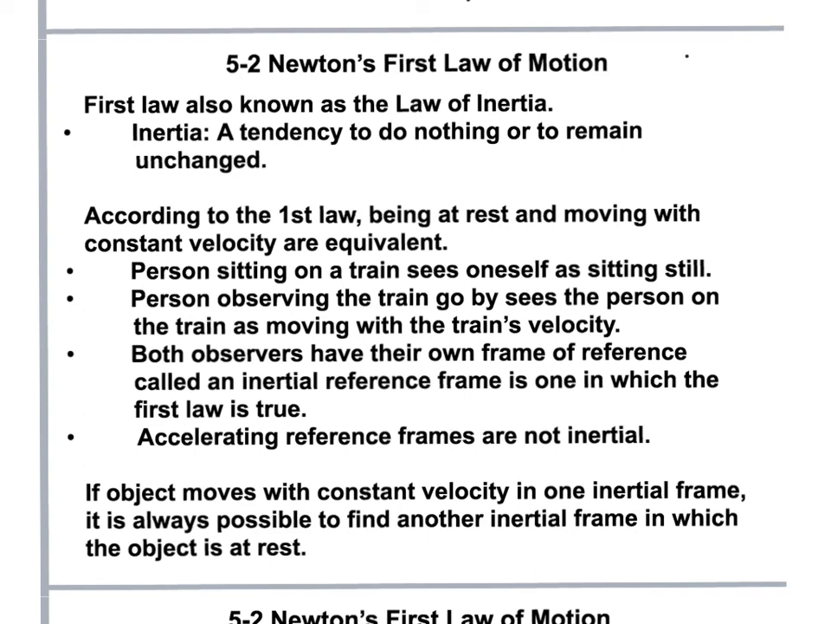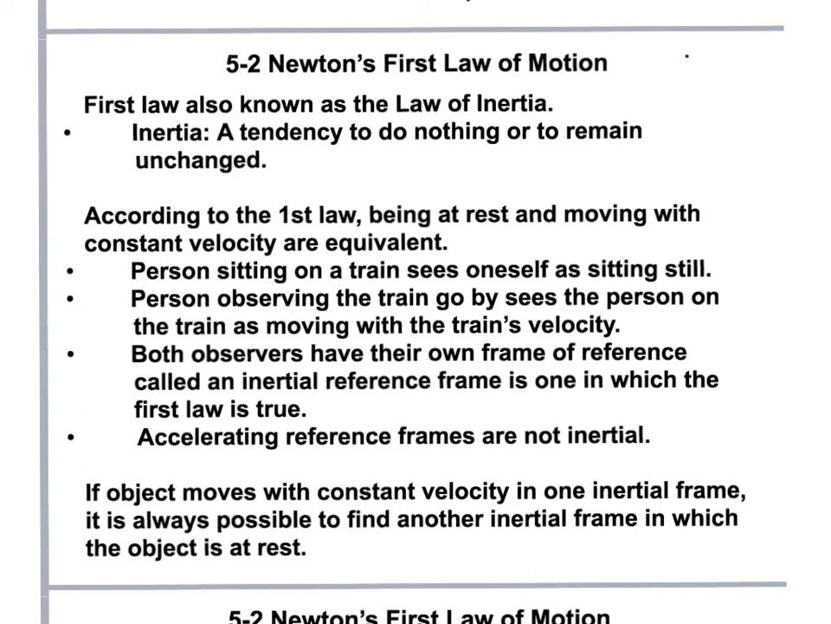So both observers have their own frame of reference, called an inertial reference frame, and that's one in which the first law is true. If you're at rest in this inertial frame, you'll remain at rest until a net force acts on it. If you're already moving, you'll continue to move at that constant velocity until a net force acts on it. If you're accelerating in either of those cases, then your frame is not an inertial frame. So an inertial frame basically keeps everything as is.